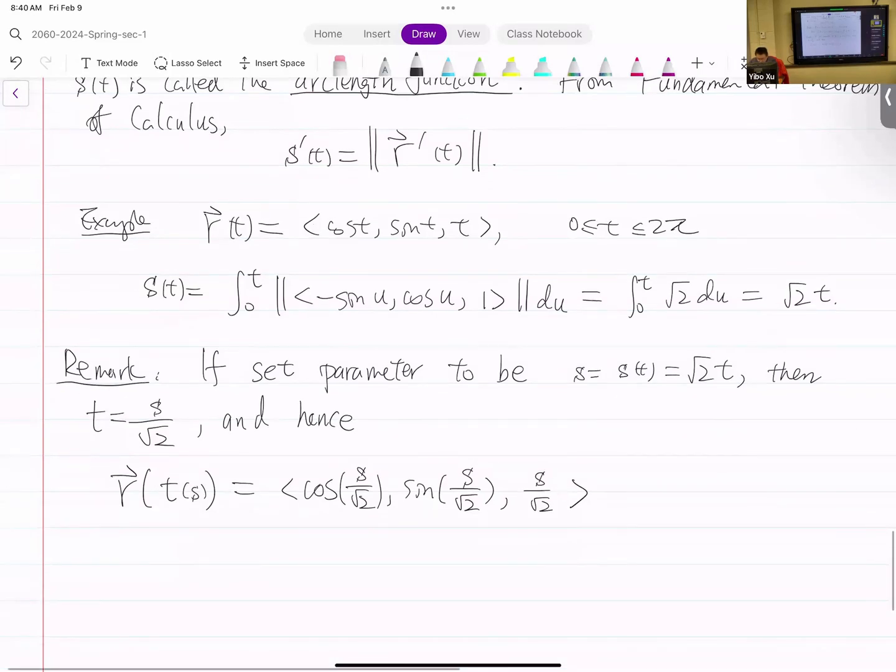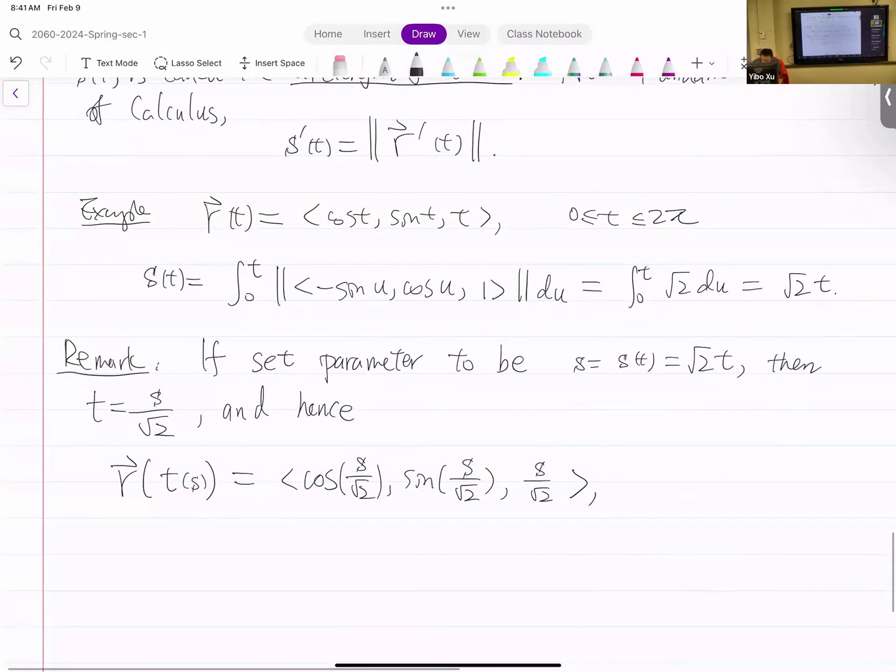So this is another parameterization. Okay, so now the space curve is parameterized by our arc length, right? And here it's exactly the same curve. We're just using a different parameter, where s is now from 0 to 2 square root 2 pi, right? So at the end, the arc length is at most 2 times square root 2 pi. This is the arc length we have computed, right?